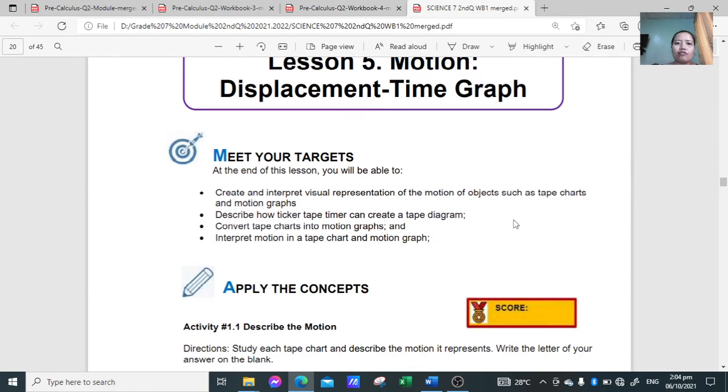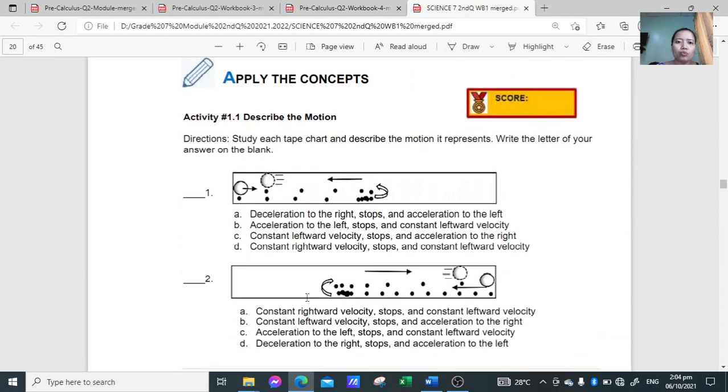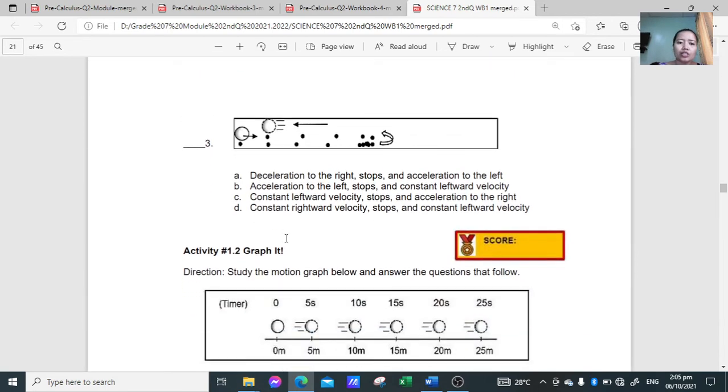Lesson number 5, motion displacement time graph. For activity 1.1, let's describe the motion. Study each tape chart and describe the motion it represents. Write the letter of your answers on the block. So you are going to answer the multiple choice by writing the letter of the correct answer on the block. Okay, so let's proceed.